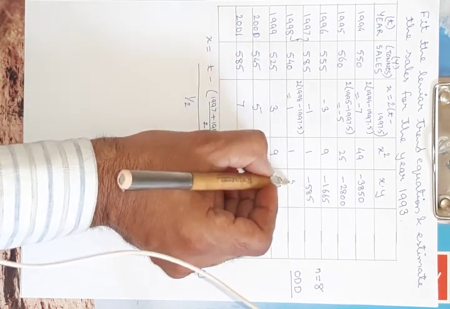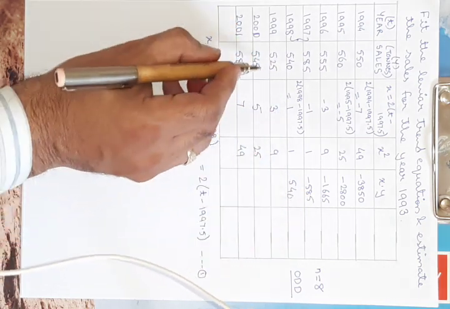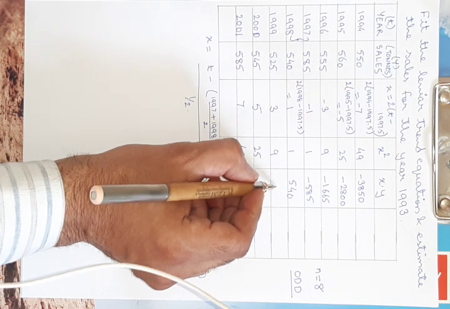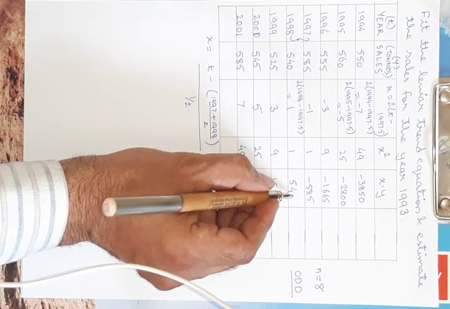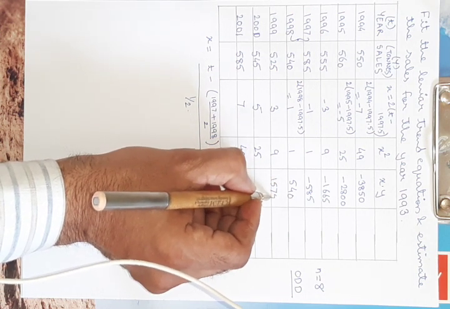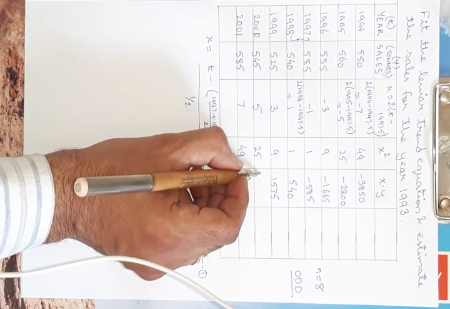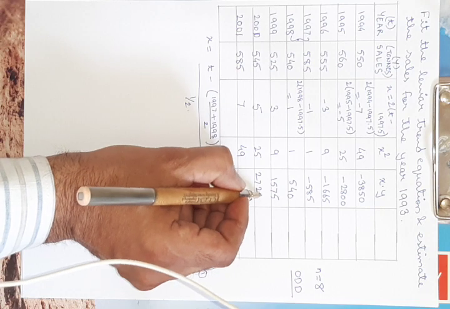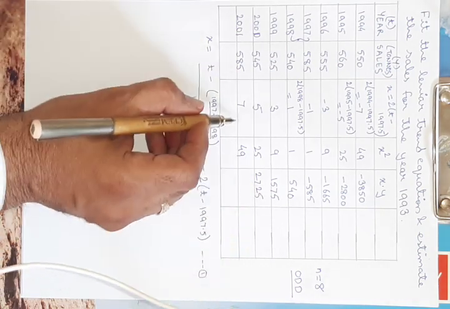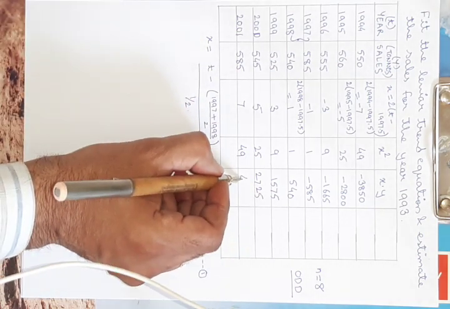Next, 540 into 1, that is 540. Next, 525 multiplied by 3, which comes out to be 1575. 545 multiplied by 5 comes out to be 2725. And finally, 585 multiplied by 7 comes out to be 4095.